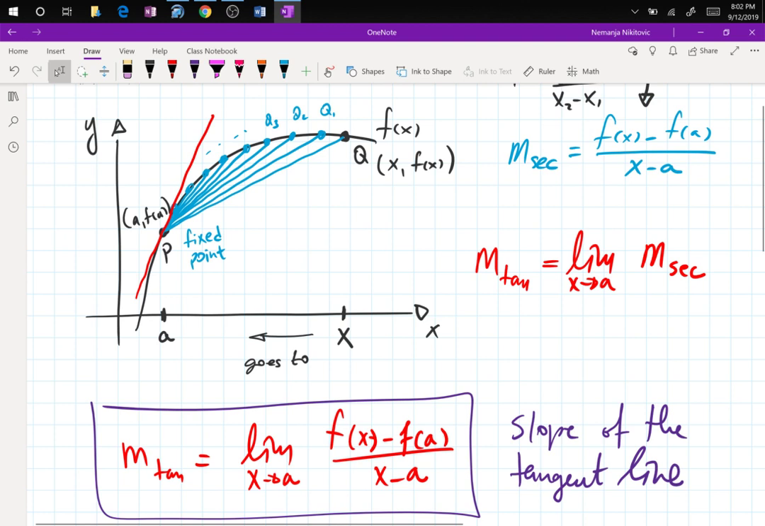So the blue lines are averages. But now, what's the red line? Red line is a very special line because that line measures your velocity right now, this instant. It's called instantaneous velocity. And this is why it's so important.